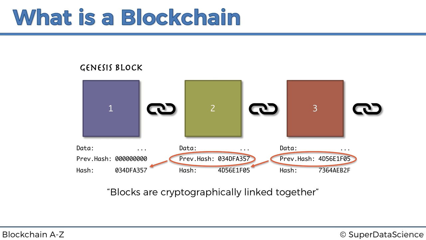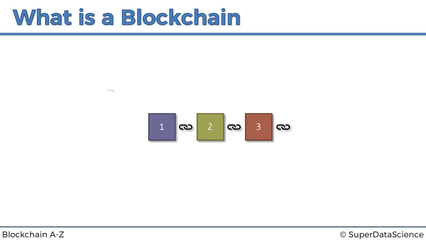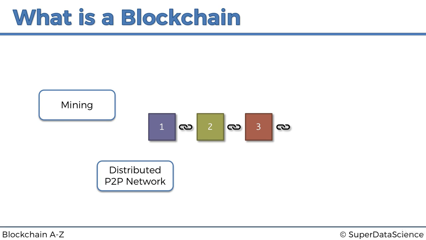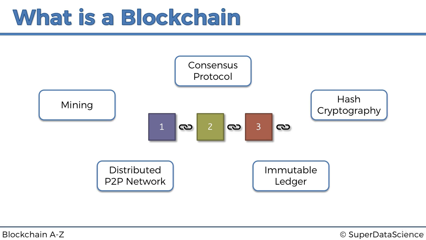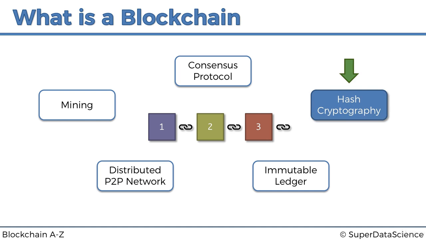All right, so that is a blockchain at a very, very high level, to get us started. There are many more concepts to blockchains, things like mining, distributed peer-to-peer network, consensus protocol, immutable ledger, and hash cryptography. Right now many of these might sound very alien or confusing, and that's totally fine, because we're going to go through them one by one in the coming tutorials and debunk all myths and understand exactly how everything works. And we're going to start in the next tutorial with hash cryptography.